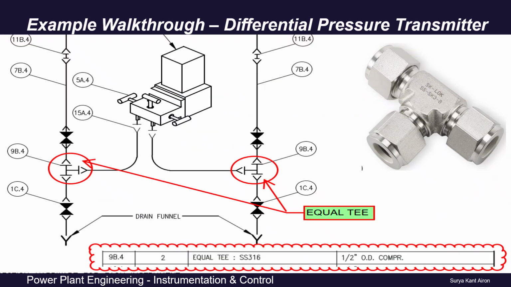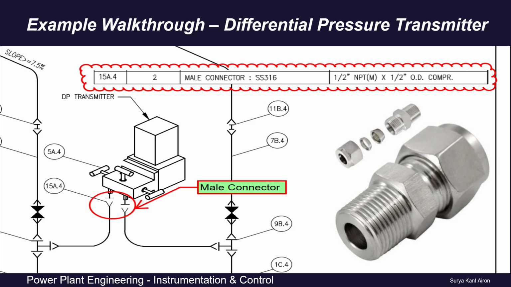Next is the equal tee. Here, if we see, we have two different paths, one going to the instrument and the second for flushing during maintenance and calibration. Thus an equal tee is installed. Material is the same SS316 and the size is suitable for half-inch OD compression impulse tubing.